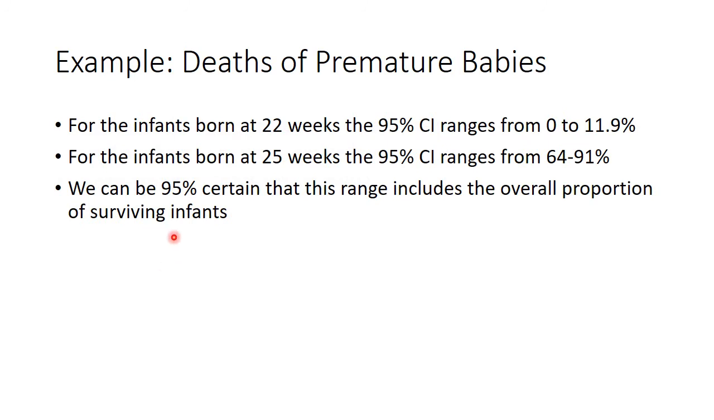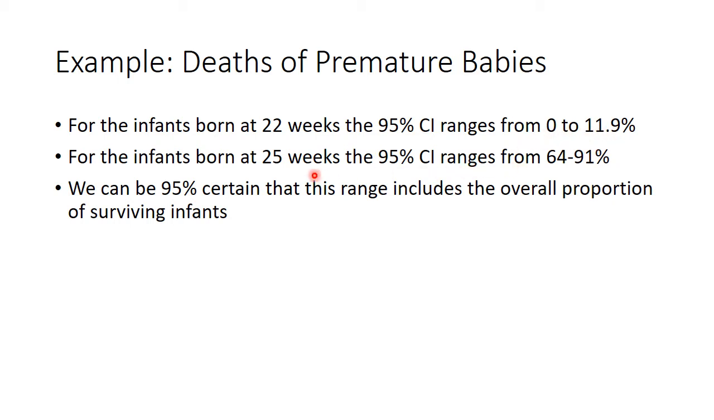So when you're looking at this, when they calculated it out, they said that, hey, for the infants born at 22 weeks, the confidence interval range is anywhere between 0 to 11.9%. Obviously, you can't have a negative percentage there in those cases. I don't know what that would actually be, maybe like a zombie infant or something like that, but that would not be really applicable to this case. So 0 is kind of your lower border there.